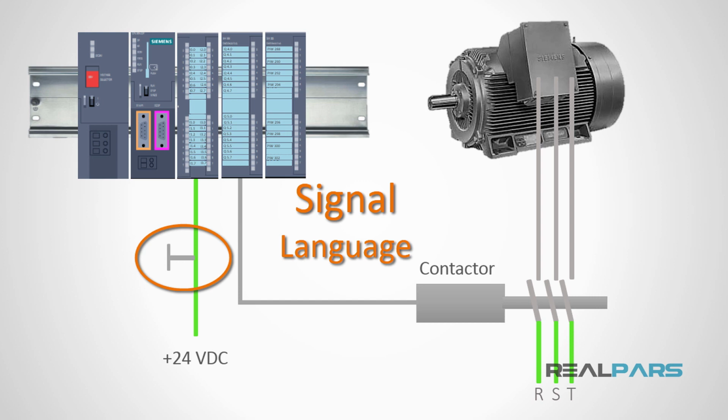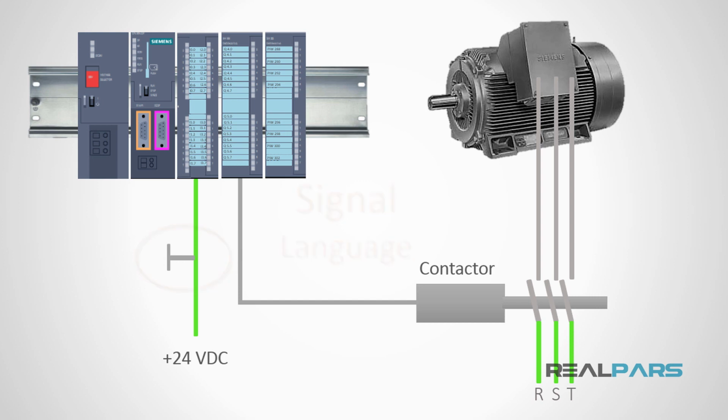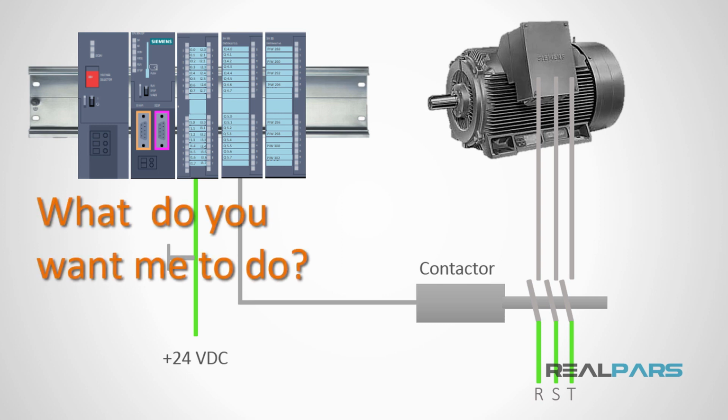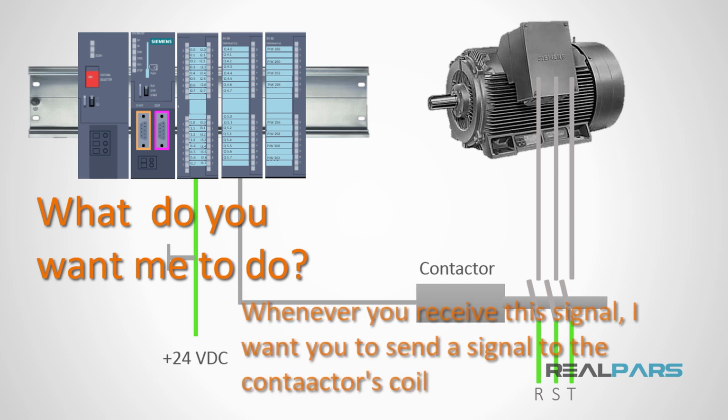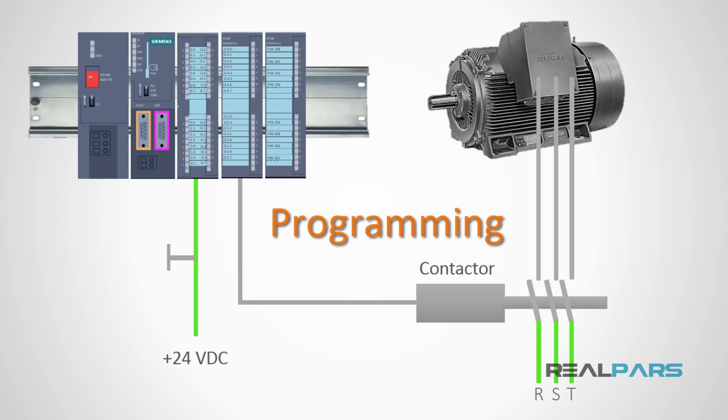So we know that the PLC understands whenever we've sent a command. But how does it know exactly what to do after receiving the command? In other words, the PLC is saying, okay, I know you're telling me something, but what exactly are you telling me? What do you want me to do? So, we should tell the PLC, whenever you receive this signal, I want you to send a signal to the contactor's coil. So how do we say this to the PLC? That's right, with programming.